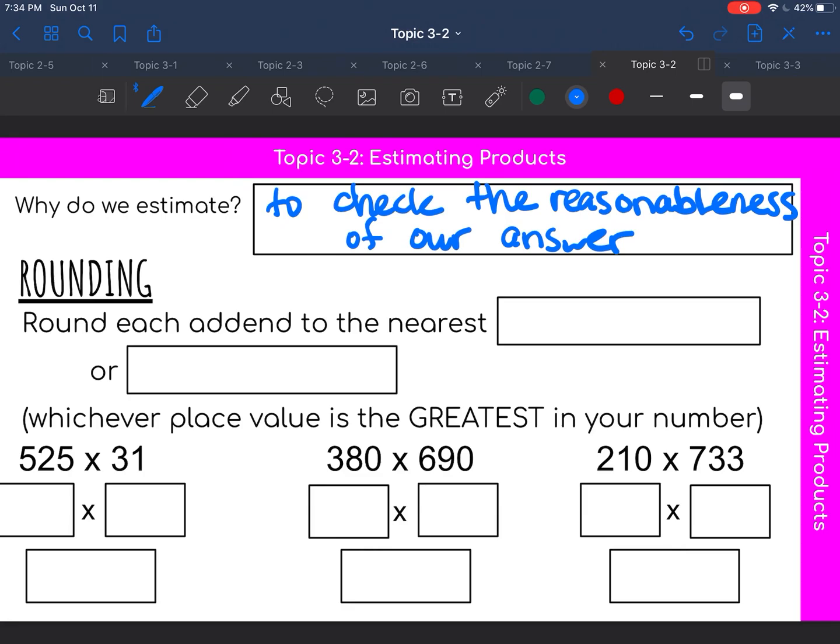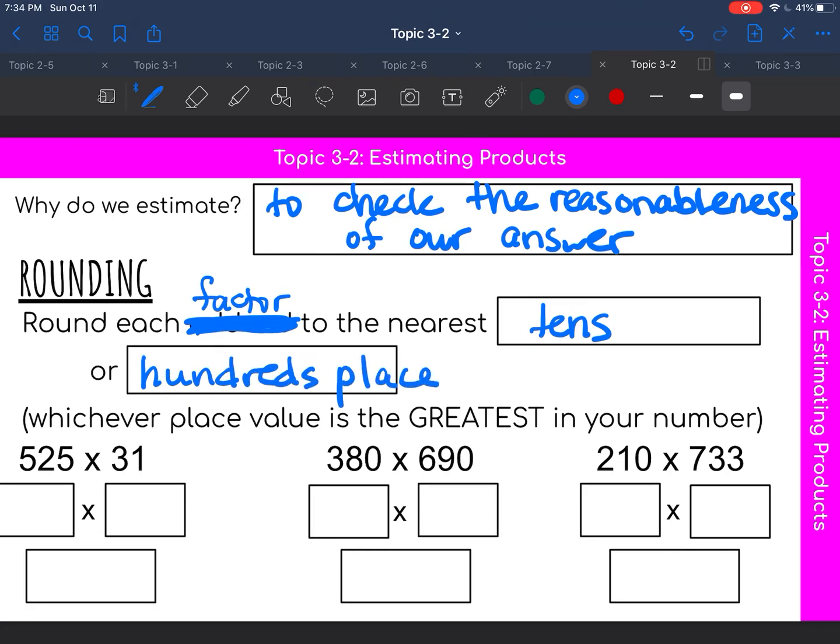So how we estimate when we're multiplying whole numbers is to round each addend. Now that's my bad, it's not an addend actually. On yours it may be different. I think it's actually round each factor. So we round each factor to the nearest tens or hundreds place. It basically depends on what is easier to do in our head. Basically, use whichever place value is the greatest in your number.